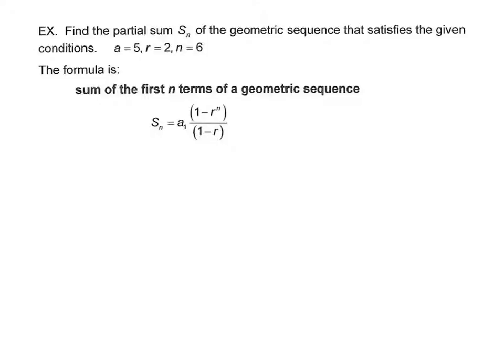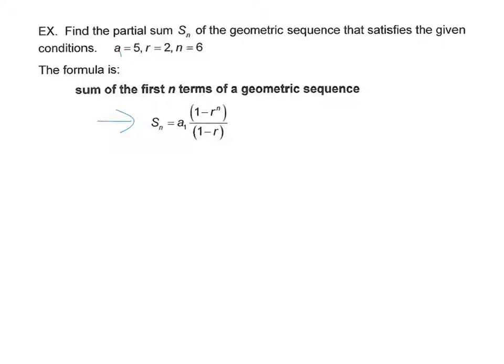Sometimes we want to add up parts of the list, parts of the sequence, and so this says find the partial sum of the geometric sequence that satisfies the given conditions. They give us that a sub 1 is equal to 5, r equals 2, and n equals 6. So the formula for the sum of the first n terms, you can see right here, and we have everything we need to fill that in.